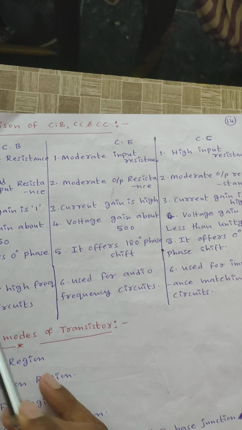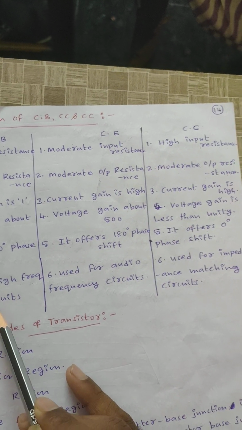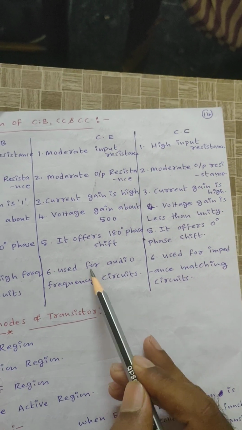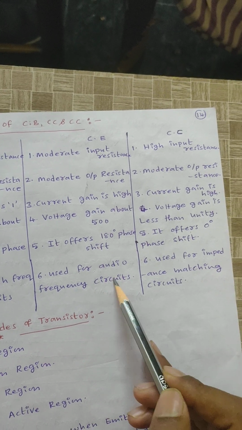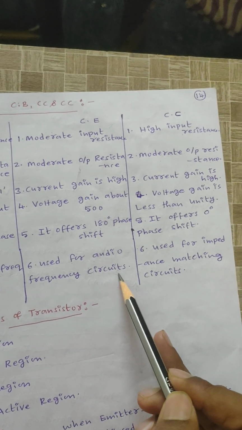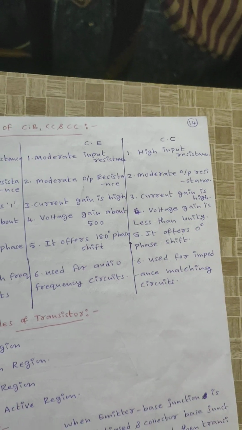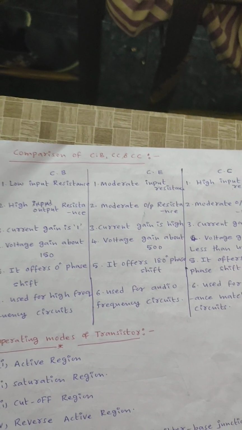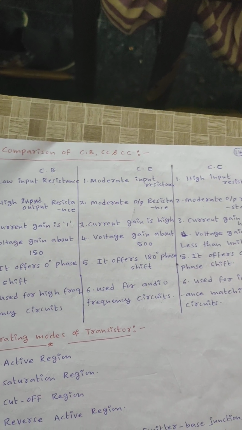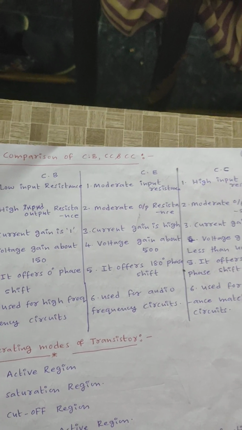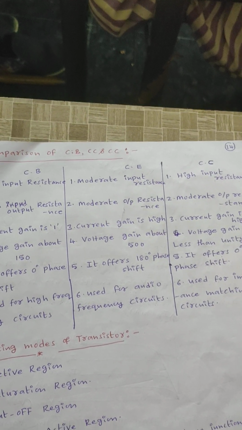Common base configurations are used in high frequency circuits. Common emitter configuration is used in audio frequency circuits like amplifiers, whereas common collector circuit is used as an impedance matching circuit. These are the comparison of common base, common emitter and common collector configuration.